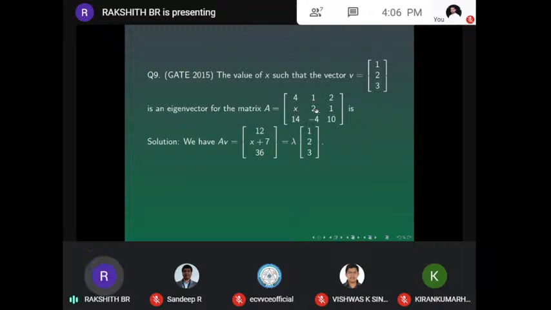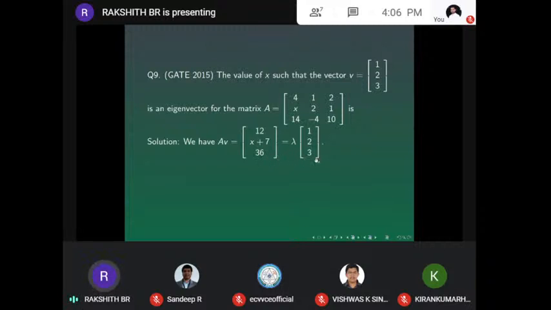Here it is x plus 4 plus 3, that is x plus 7. Here it is 36. So it must be equal to lambda times V. This is the condition for a column vector to be an eigenvector. Your AV must be equal to lambda times V. I just computed AV in this case. A times V is the column vector (12, x plus 7, 36). This must be equal to lambda times (1, 2, 3). So you are saying that these two column vectors are one and the same.